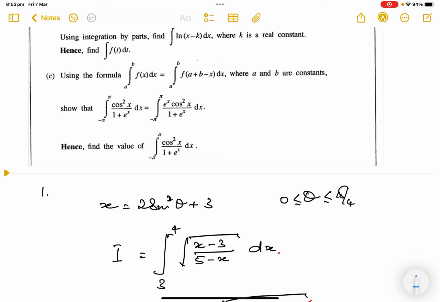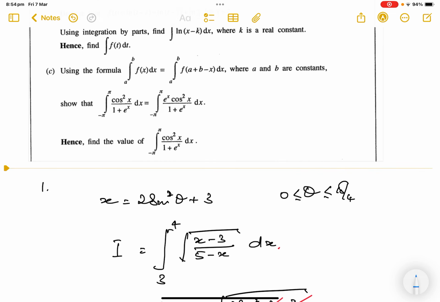If we substitute that, we should end up with the integral from -pi to pi, for the same integration, but we should end up with e to the power x cos squared x over 1 plus e to the power x. In other words, e to the power x is included: e to the power x cos squared x plus 1 over 1 plus e to the power x. So we need to prove it with the help of the given formula, right?